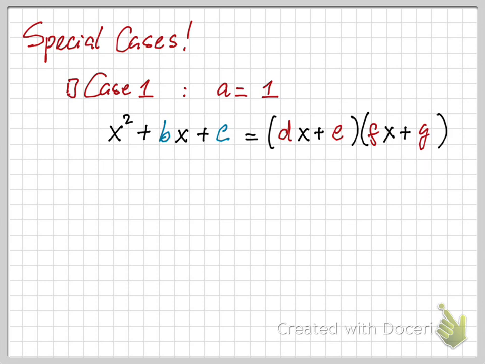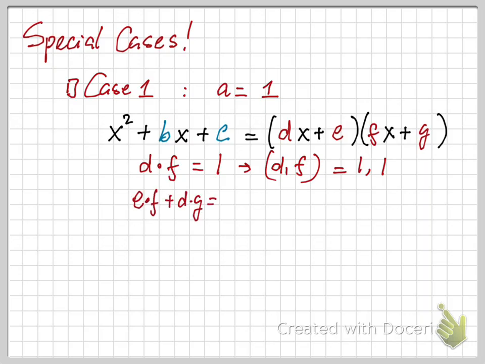Now let's go through the conditions as usual. In this case, d times f is going to equal 1 because the coefficient of x squared is 1. If this is the case, then the only pair that works for d and f is 1 and 1. The second condition and the third condition are the same.